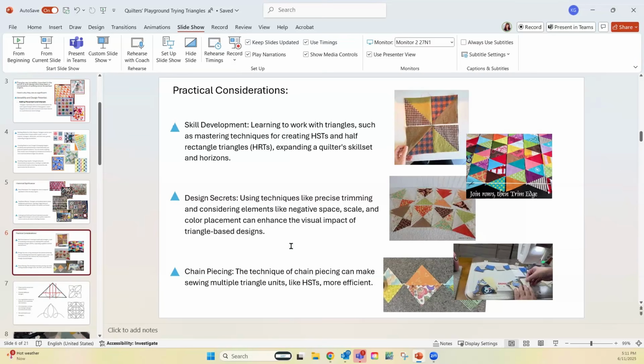They also brought such elements as chain piecing. I love chain piecing, and I almost can't do a quilt without it. And there are a lot of little design secrets. They take up a lot of negative space. They help us with scale and color, and they really enhance the visual impact. Okay, that's enough about the piecing side of it and the cutting and the quilting. Let's jump into triangle quilting designs.